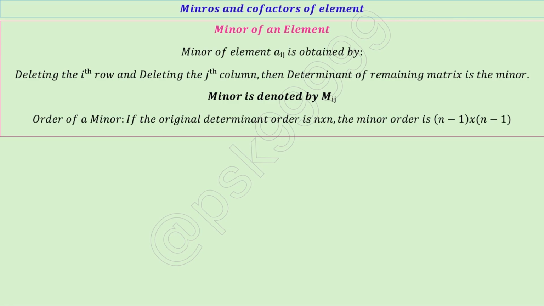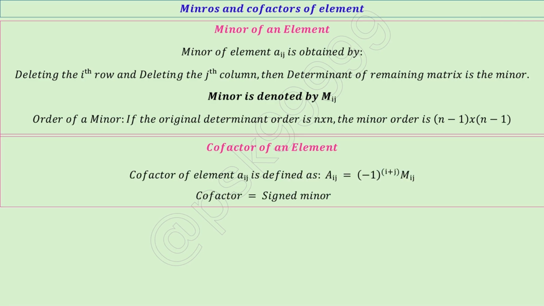Basically, from the given matrix, I will remove the ith row and the jth column, and the remaining elements I will keep as is. If you have a 3 by 3 matrix, then the minor you get is a 2 by 2 matrix, with only 4 elements. The determinant of that is the minor of aij. Minor is denoted by capital M ij. The order of a minor: if the original determinant is n by n, then the minor is n minus 1 by n minus 1.